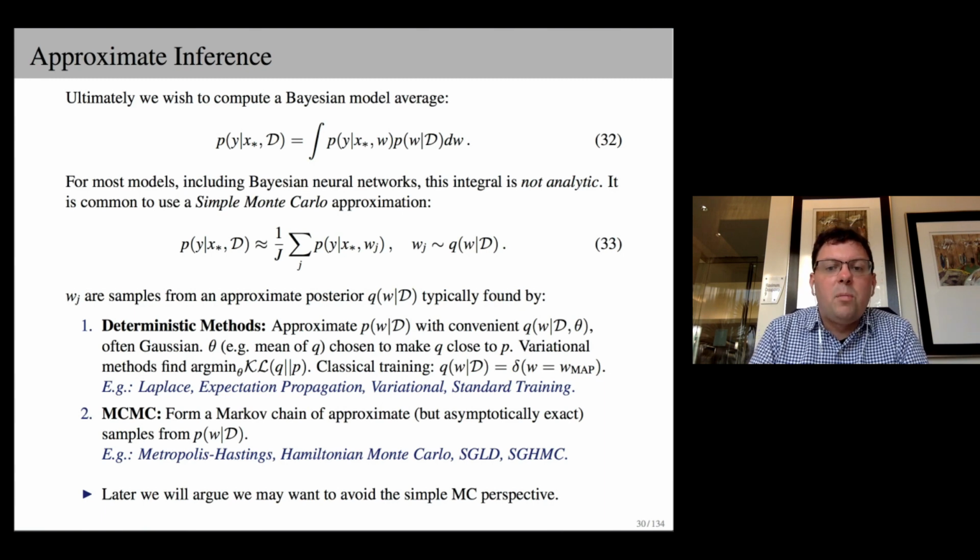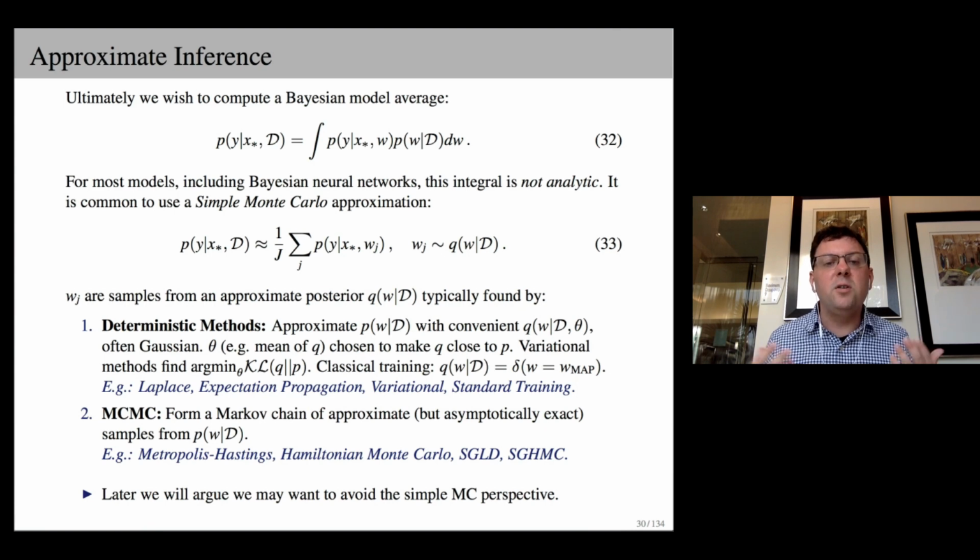Deterministic methods approximate the posterior distribution with some convenient distribution Q. Although the integral can't be computed in closed form, typically we can represent the unnormalized posterior analytically. It's just the likelihood times the prior. Q, our approximate posterior, is chosen for convenience, often so that it's easy to sample from, like a Gaussian distribution, in which case its parameters would be its mean vector and its covariance matrix, which we choose typically to make Q close to P in some sense.